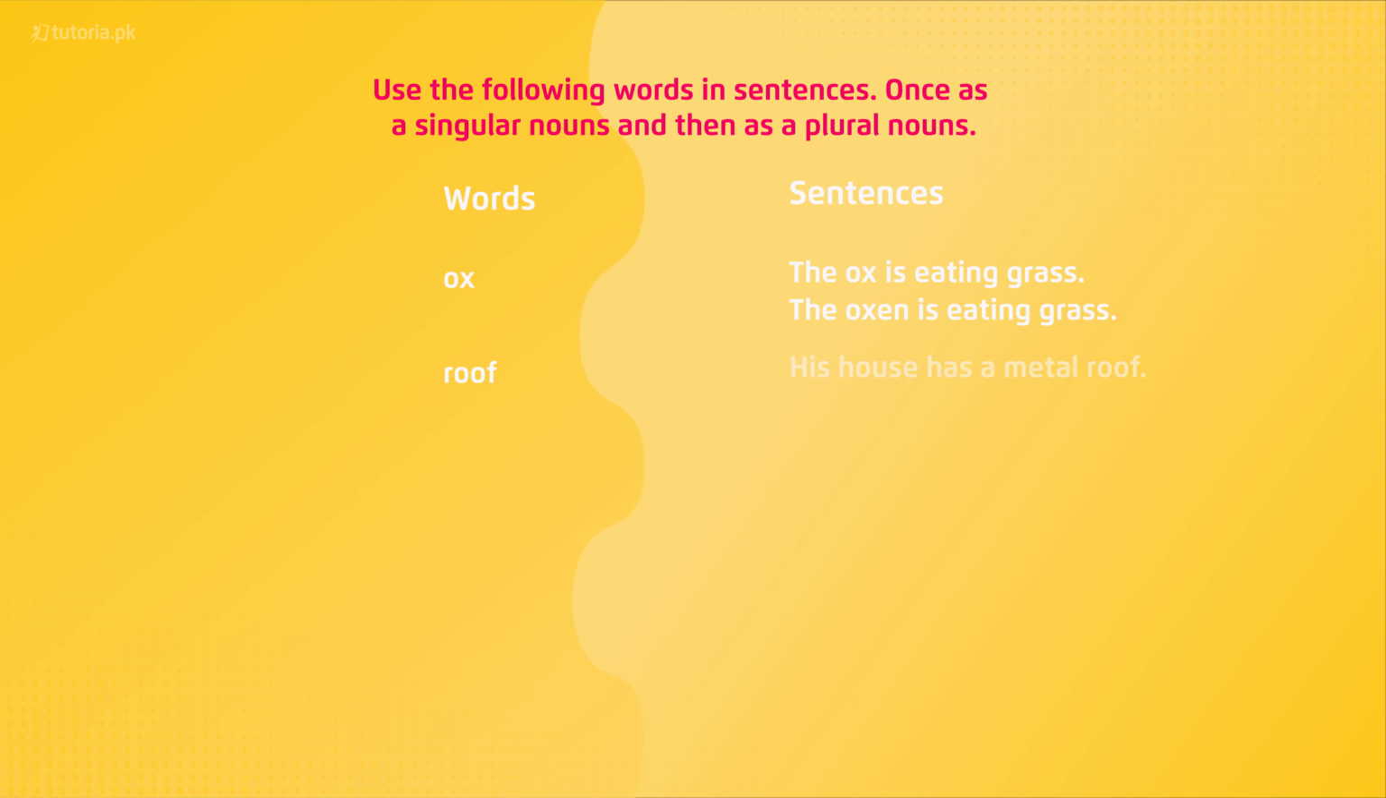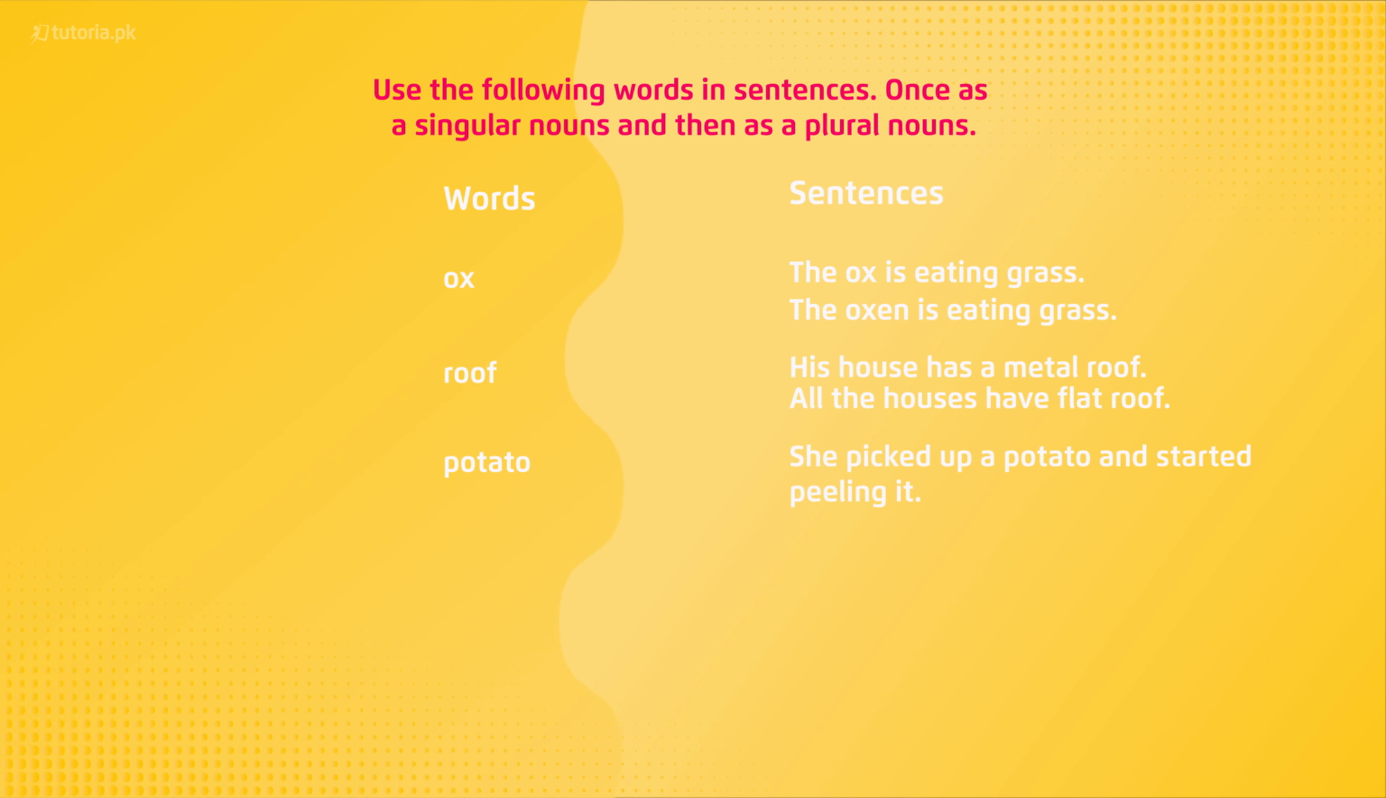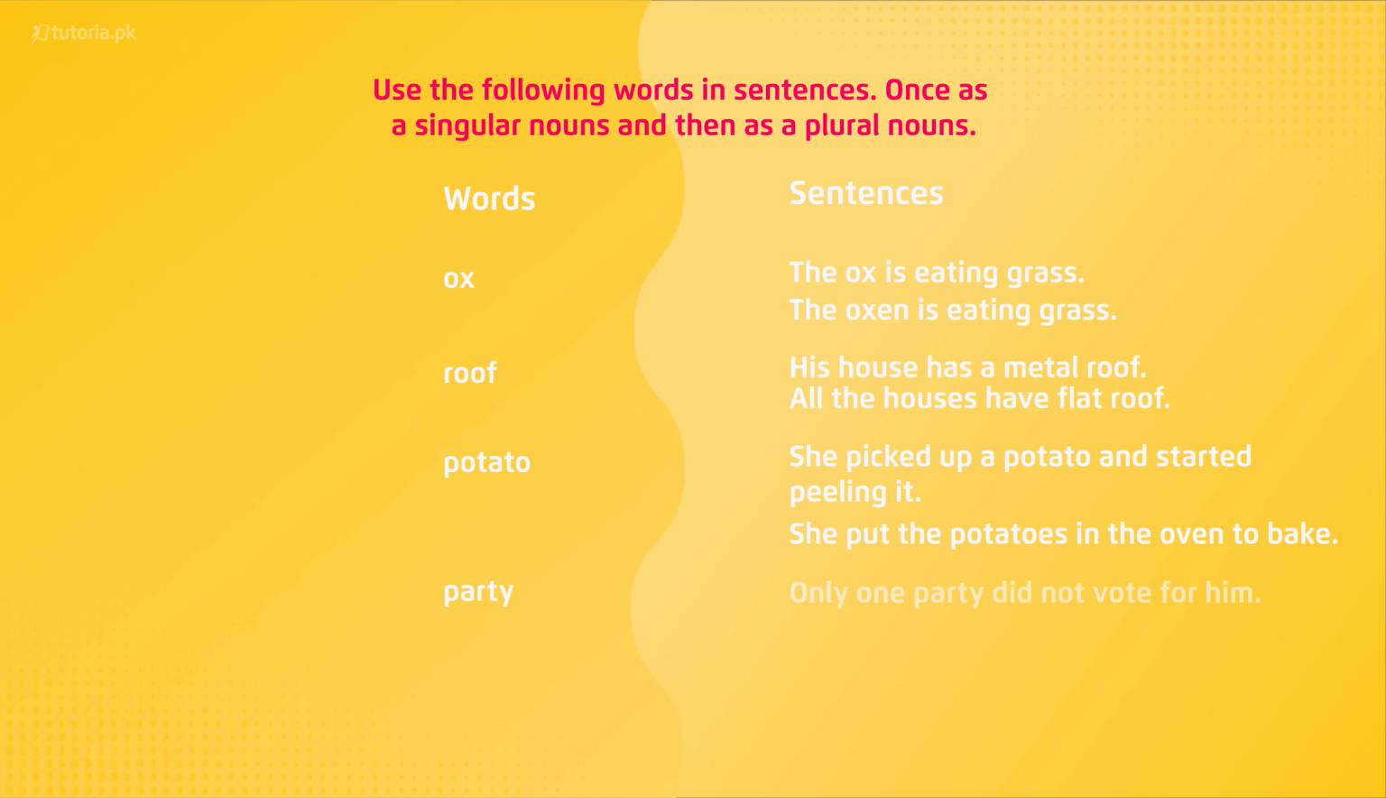Second is roof. His house has a metal roof. And then all the houses have flat roofs. Third is potato. She picked up a potato and started peeling it. She put the potatoes in the oven to bake. Fourth is party. Only one party did not vote for him. All parties voted for him.